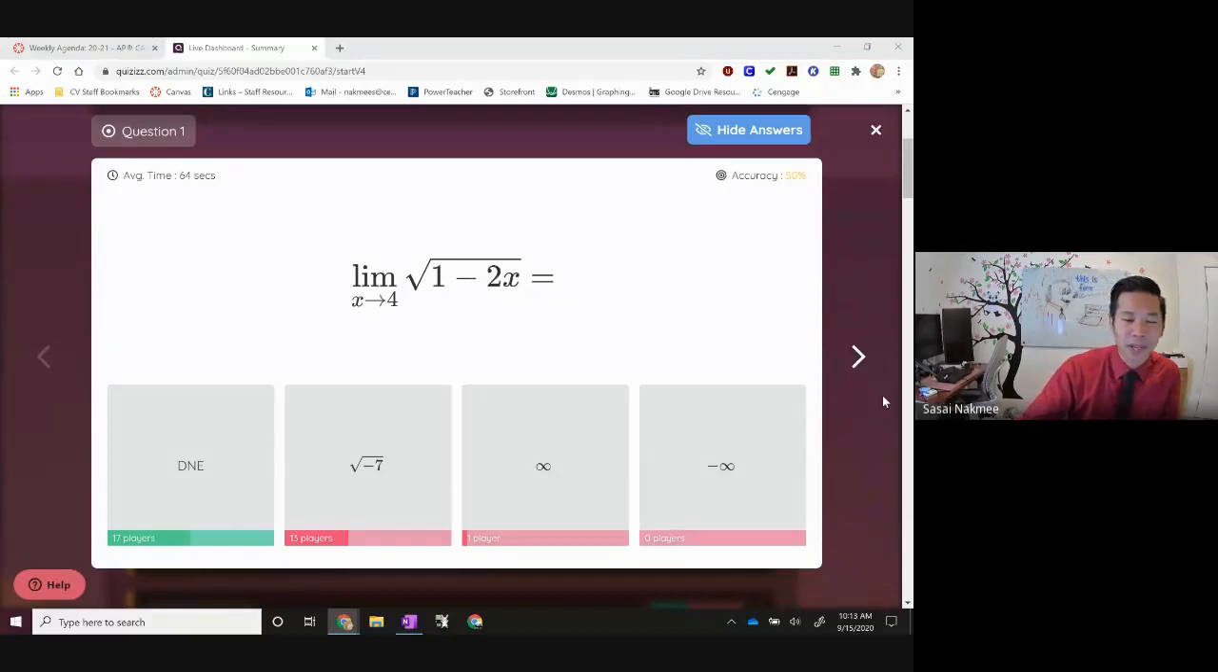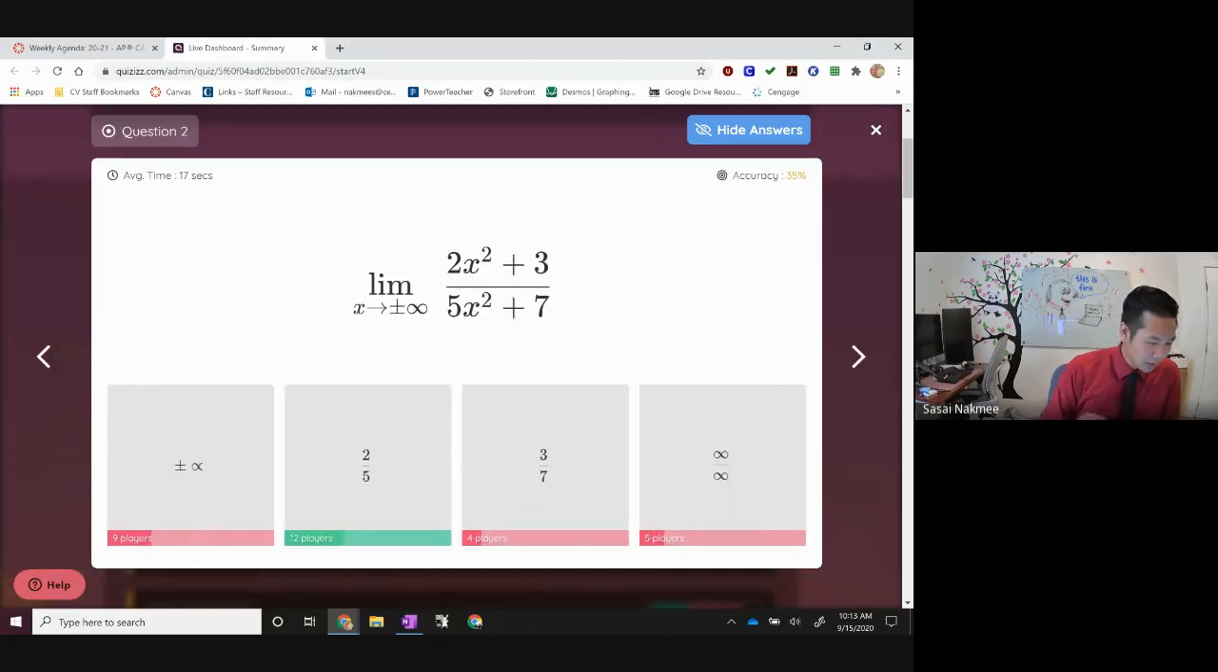Because the point is imaginary and the limit is approaching this imaginary point. So that's what you should have gotten, that it does not exist on this one. All right, move on to the next one.